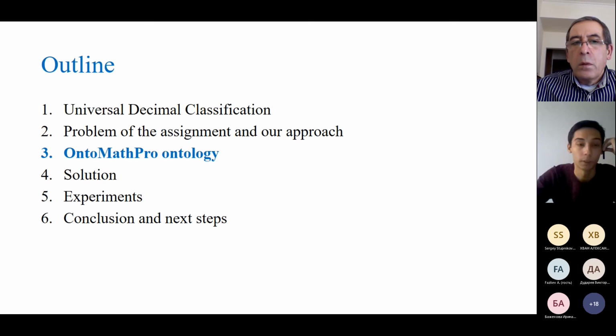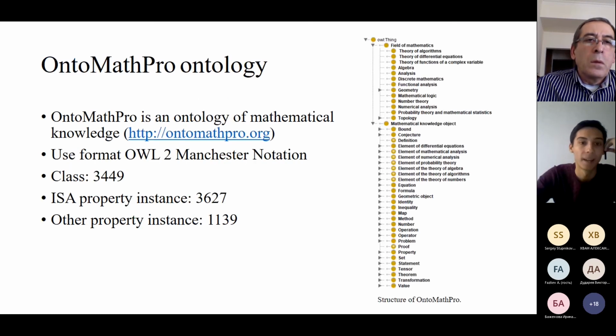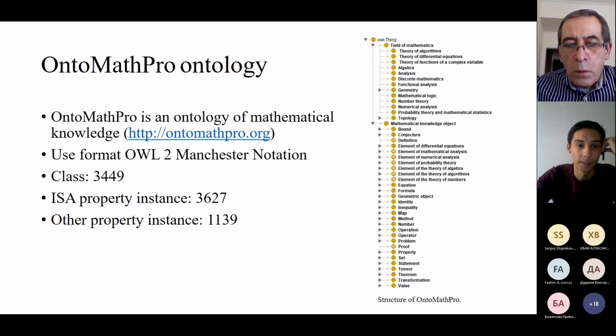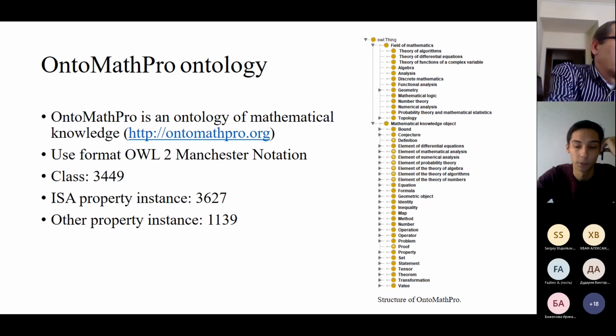Далее поговорим об онтологии, ключевом ресурсе, на котором строится наш подход. Онтология OnToMath – это прикладная онтология для обработки профессиональных математических статей на русском и английском языках. Концепт онтологии – это наиболее употребительные математические термины. Концепты представлены классами, которых в онтологии около 3500. Также в онтологии реализован ряд отношений.